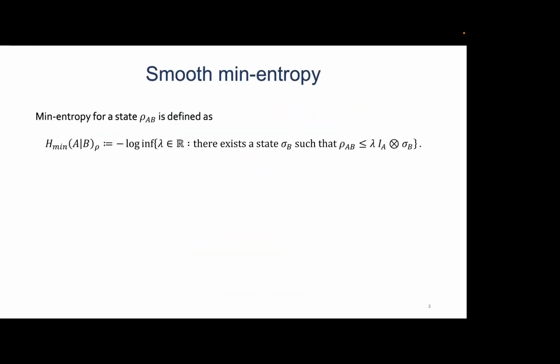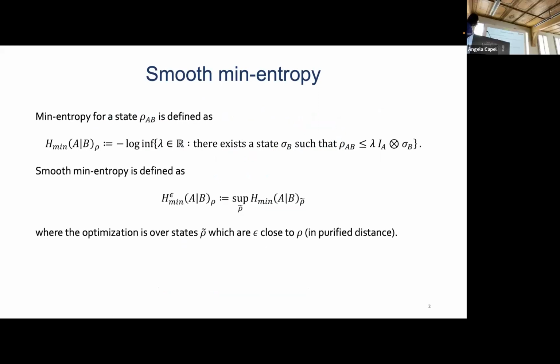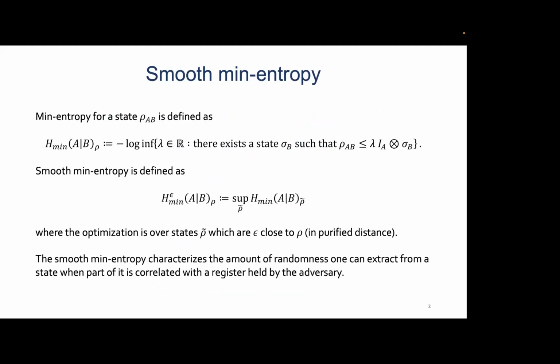All right. So let's begin with some definitions. I guess everyone here would know what the min-entropy is, but it's defined this way. The smooth min-entropy is just the supremum over an epsilon ball around rho. And the importance of this entropy really comes from the leftover hashing lemma, which says that the amount of randomness which one can extract from a register, when the adversary holds the conditioning register, is equal to the smooth min-entropy. So this is really important for cryptography.